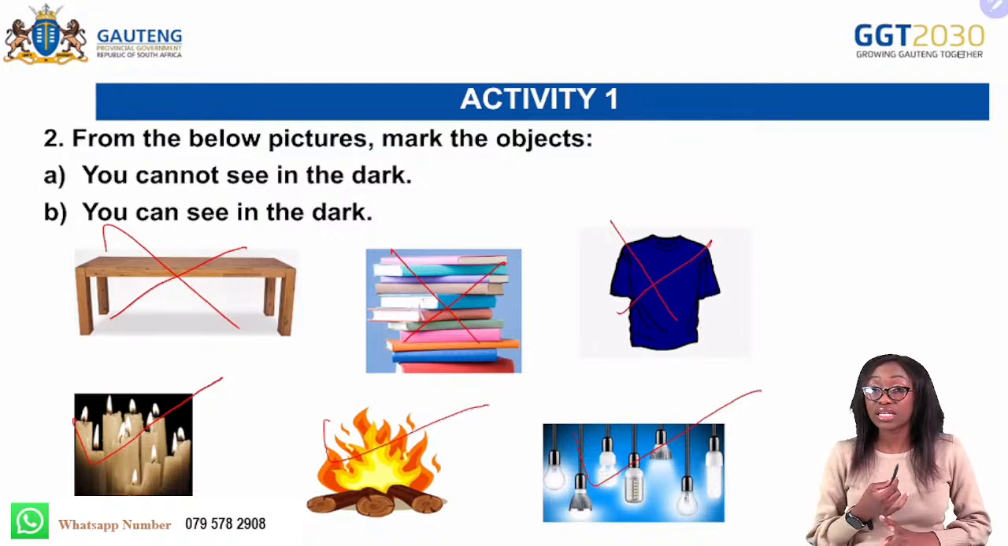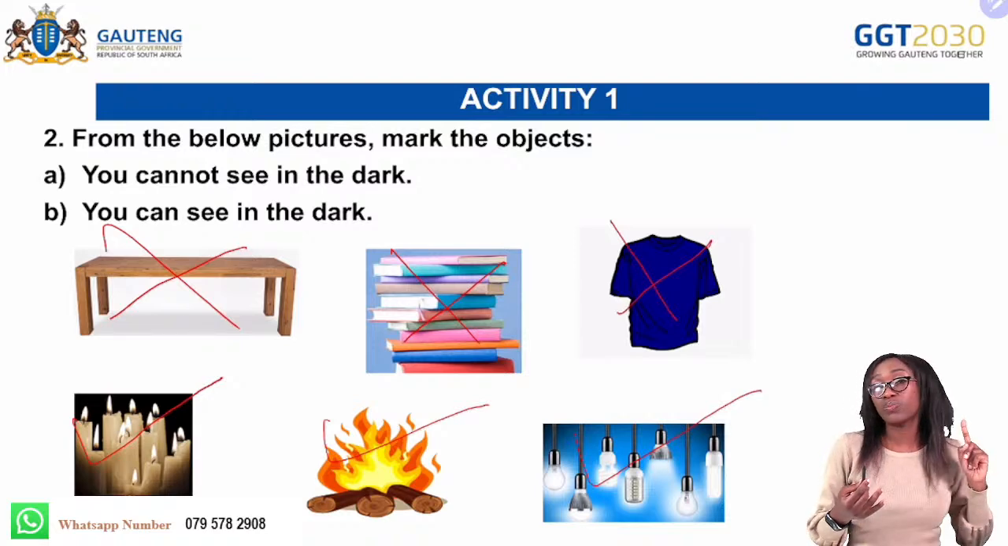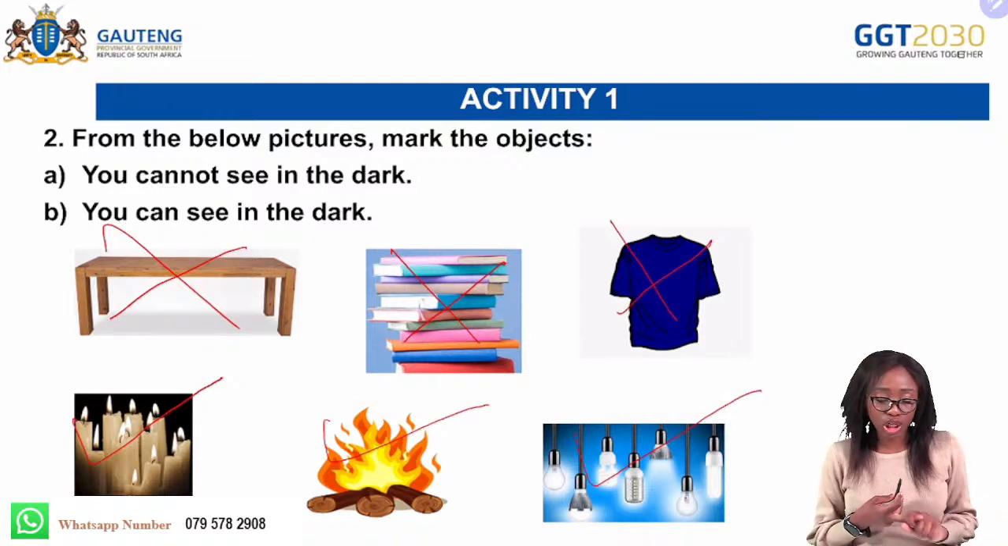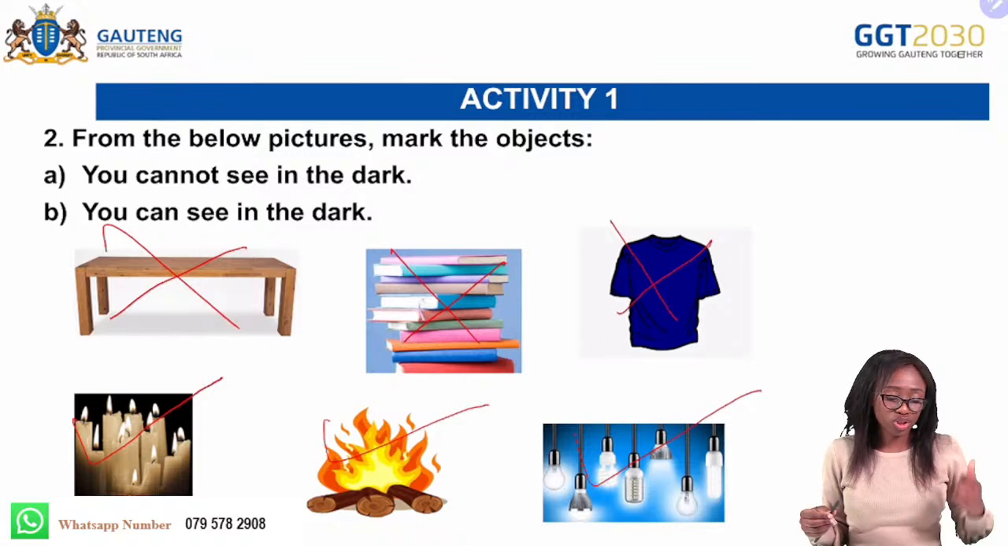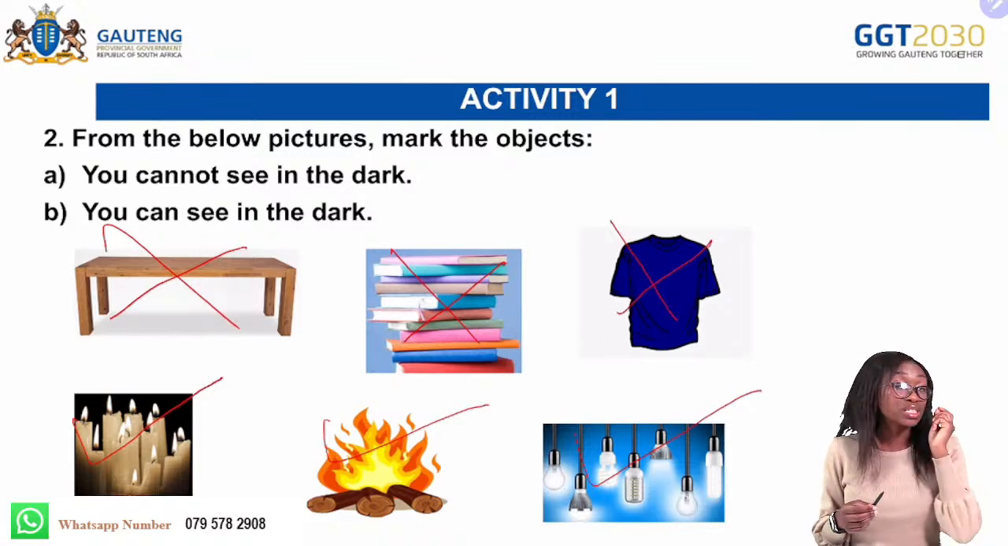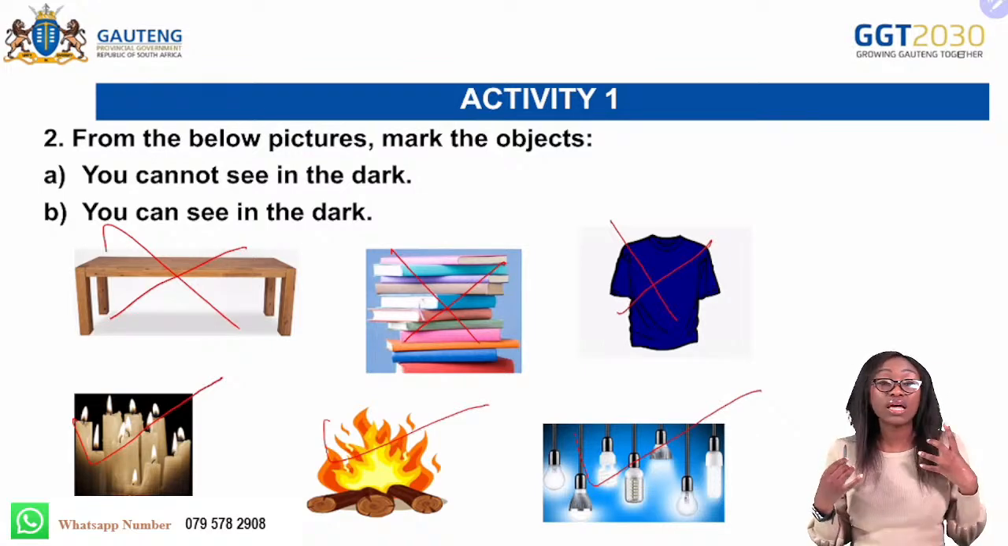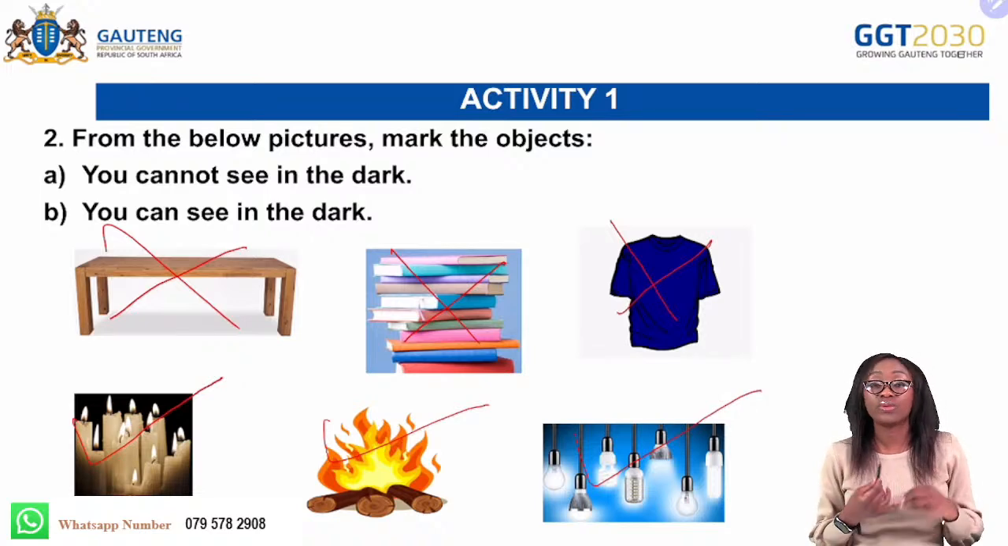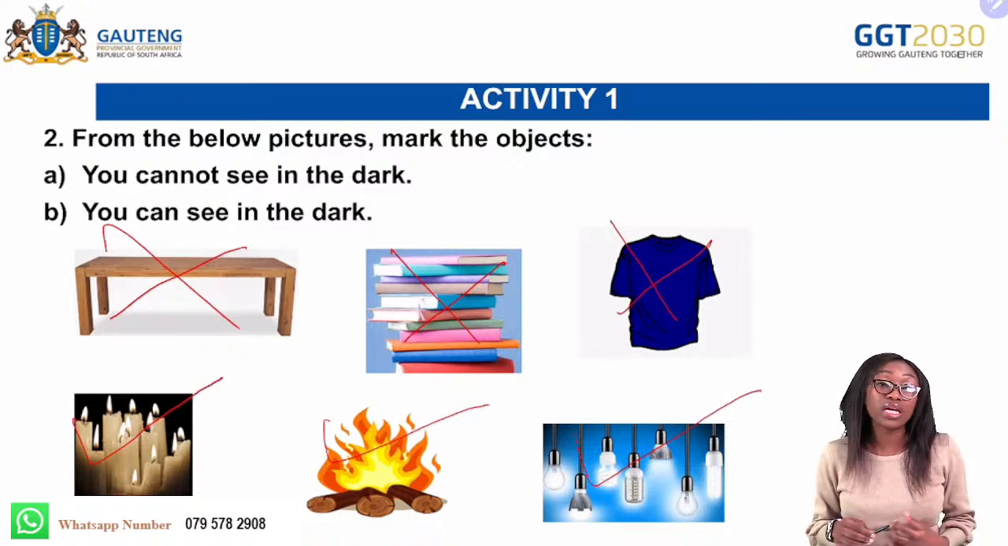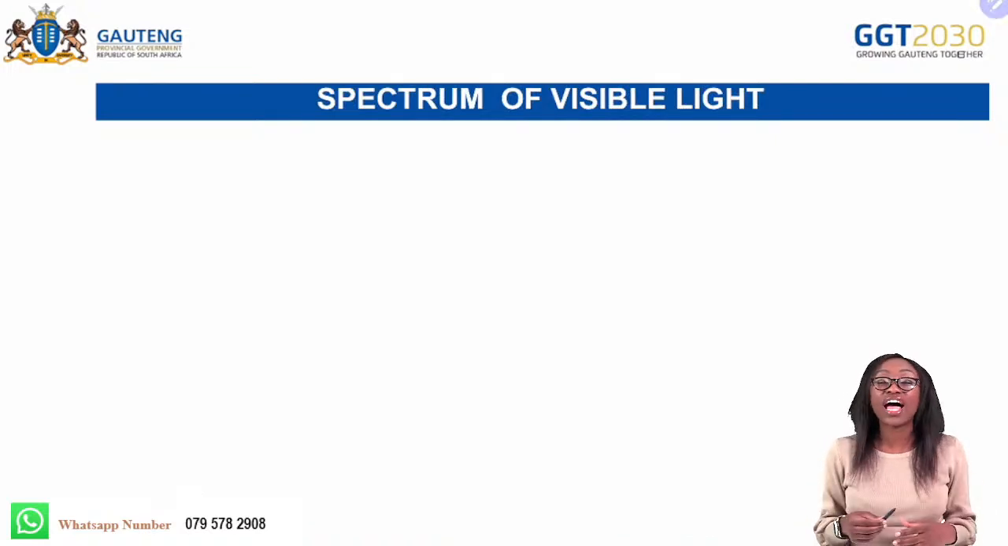So you won't be able to see the table, you won't be able to see the books, and you will not be able to see the clothes. You will be able to see the candle light, which is lit. You will be able to see a fire, flames of a fire. You'll be able to see them. And you will be able to see a light bulb that is shining.